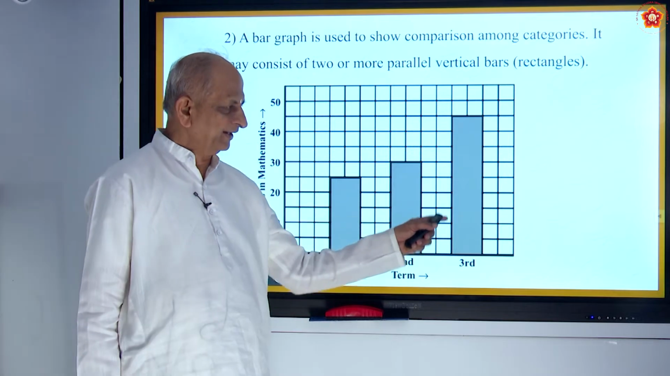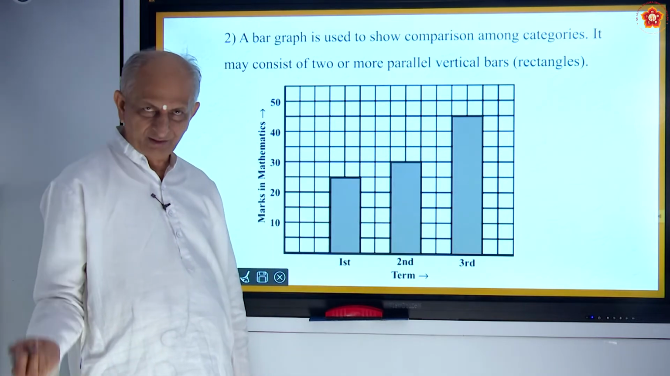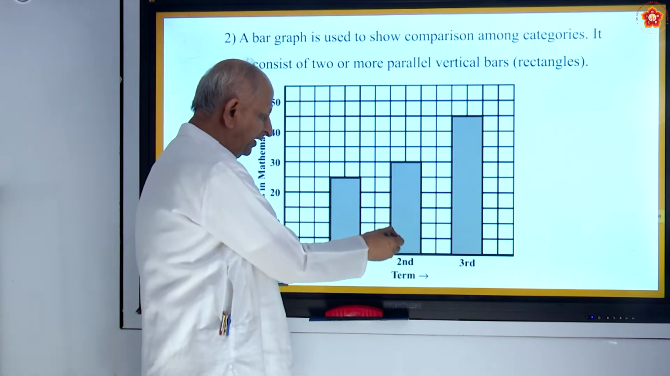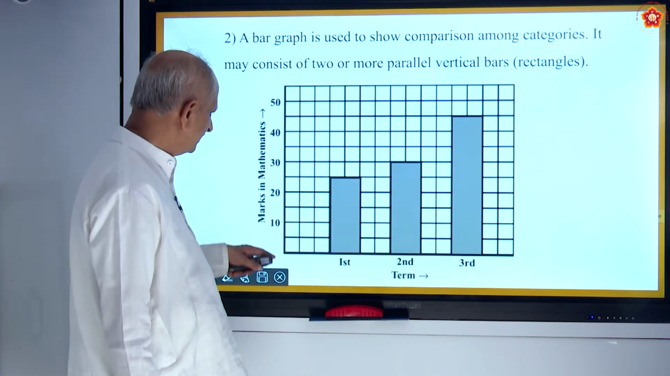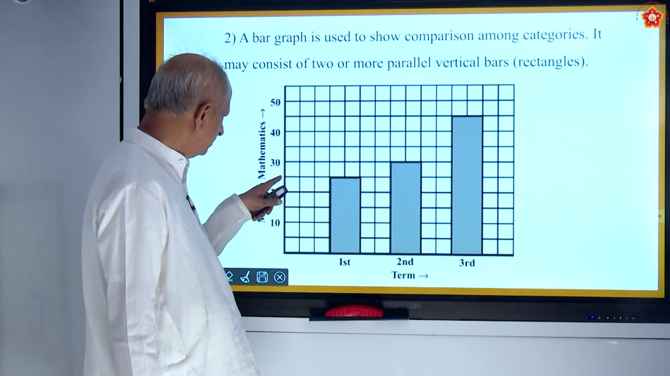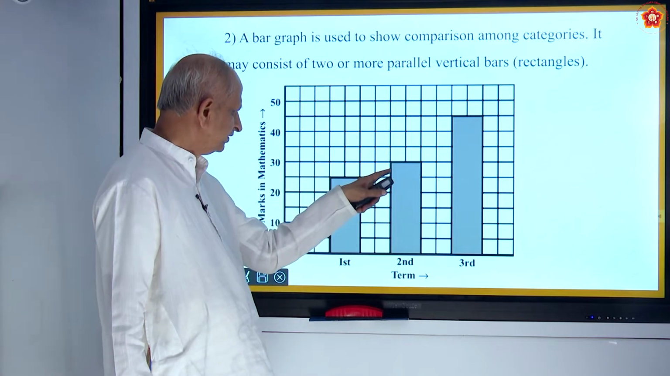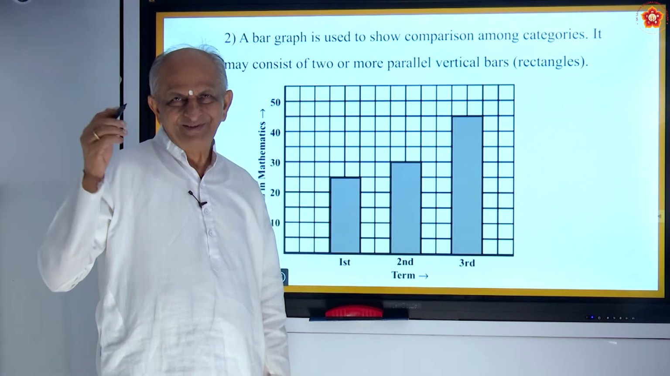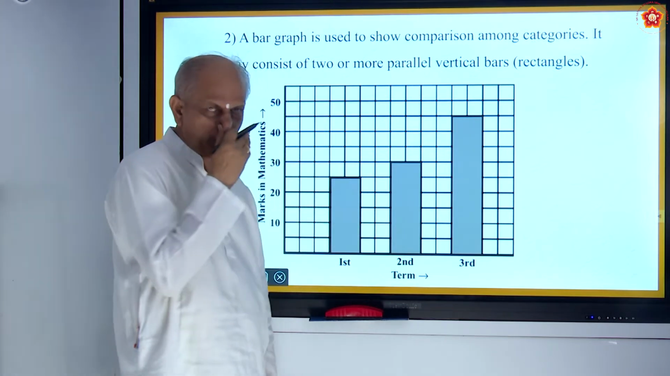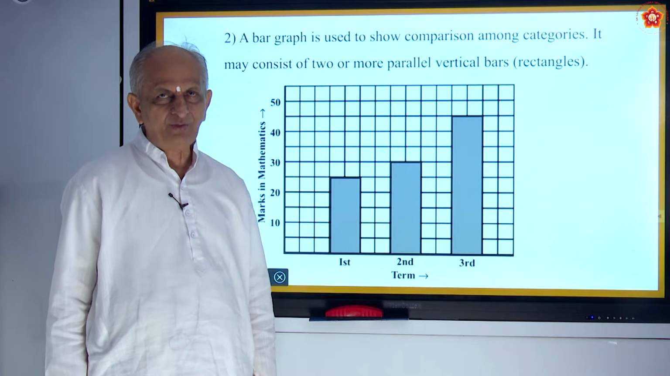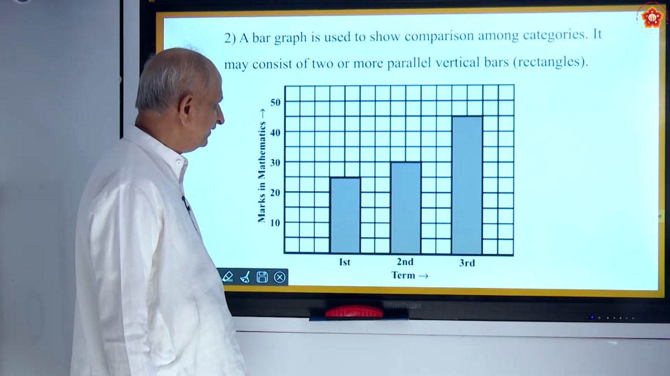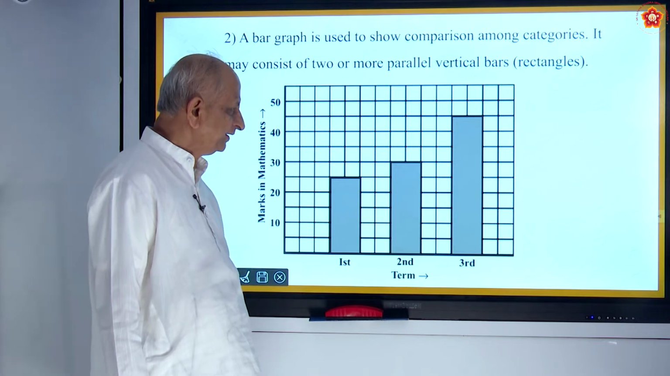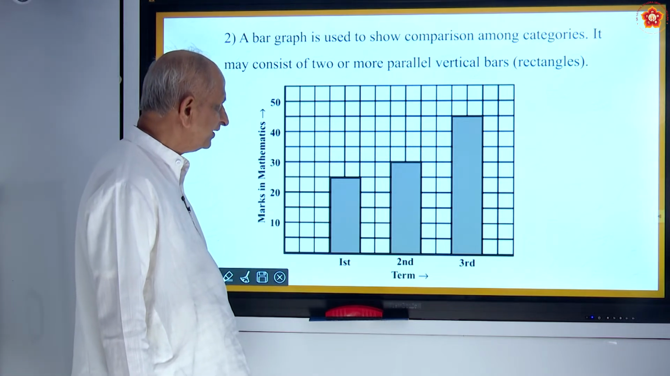Here is the bar diagram of a boy or a girl who has scored marks in the first test, second test, third test. And these are the marks. In the first test he has scored about 25, the second test 30, third test 45. So, it is increasing. By seeing the graph, we can make out how the progress is taking place. So, it is one of the visual ways of comparing facts and figures.